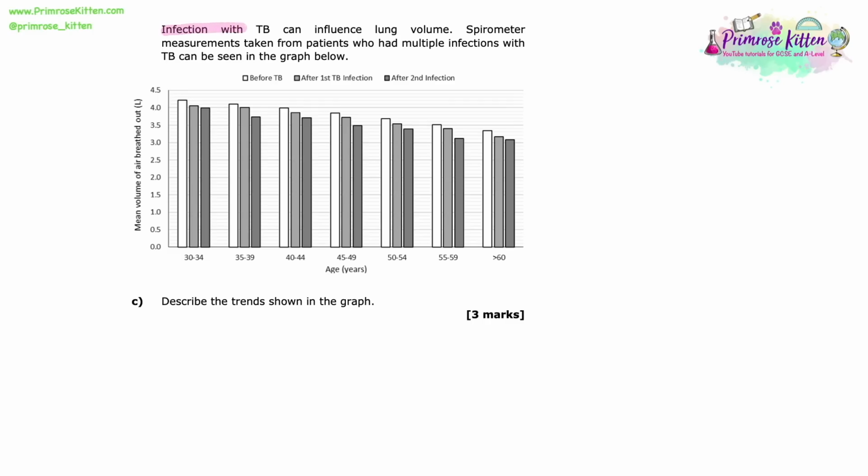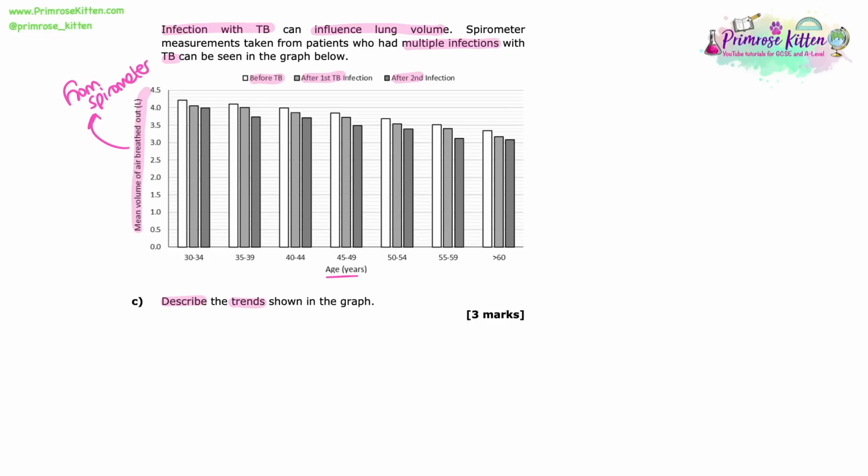Infection with TB can influence lung volume. Spirometer measurements taken from patients who had multiple infections with TB can be seen in the graph below. So the white bars are before they had TB. The light grey bars are after the first TB infection, and then the dark grey bars are after their second TB infection. And they've measured the mean volume of air breathed out in litres, and that's clearly taken from the spirometer. And then we've got different age groups that have been tested.